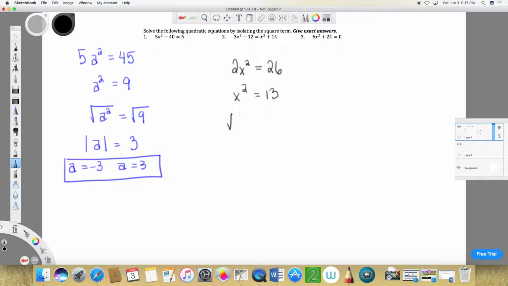Take the square root, the principal square root of each side. And we get our 2 solutions. You can write it as plus or minus the square root of 13. That doesn't matter.